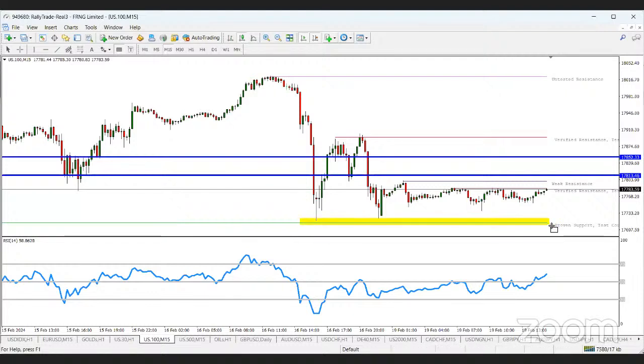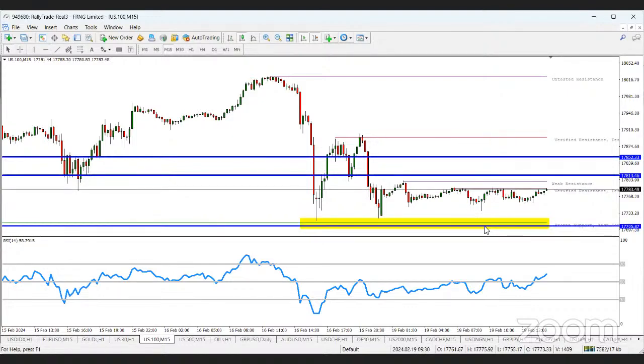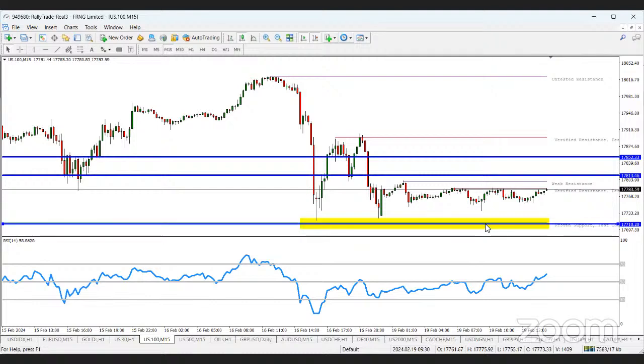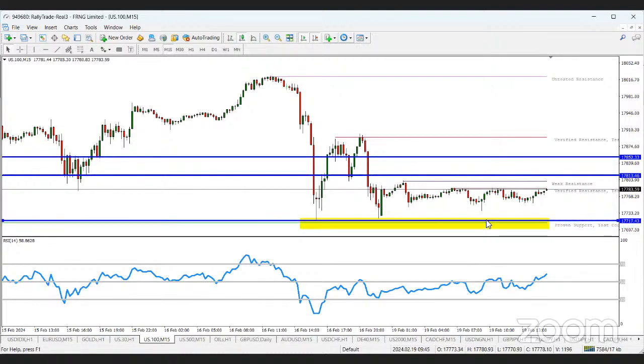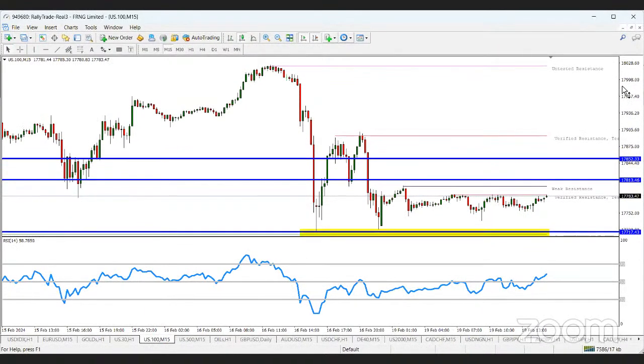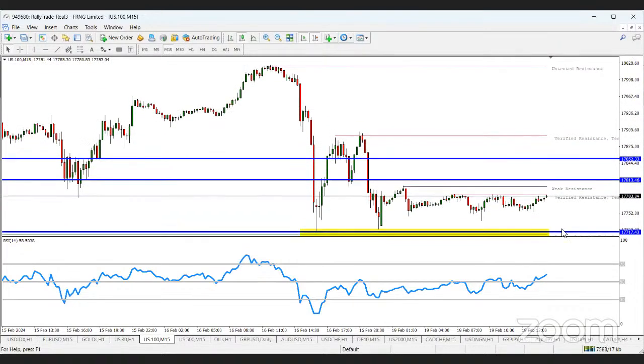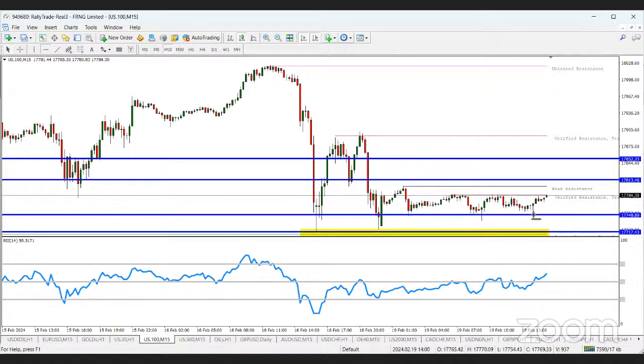Also, we can have a buy limit on US 100 at around 17,720. If price sells, we can have a buy limit at 17,720 and take profit at around 17,750.